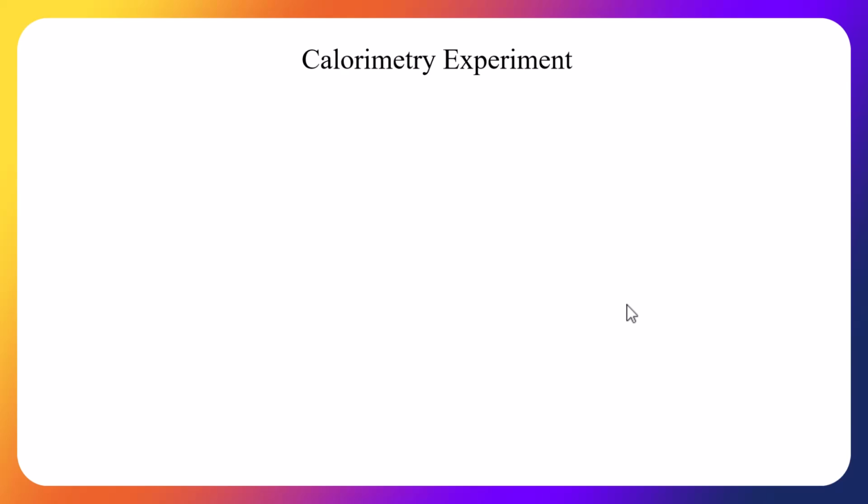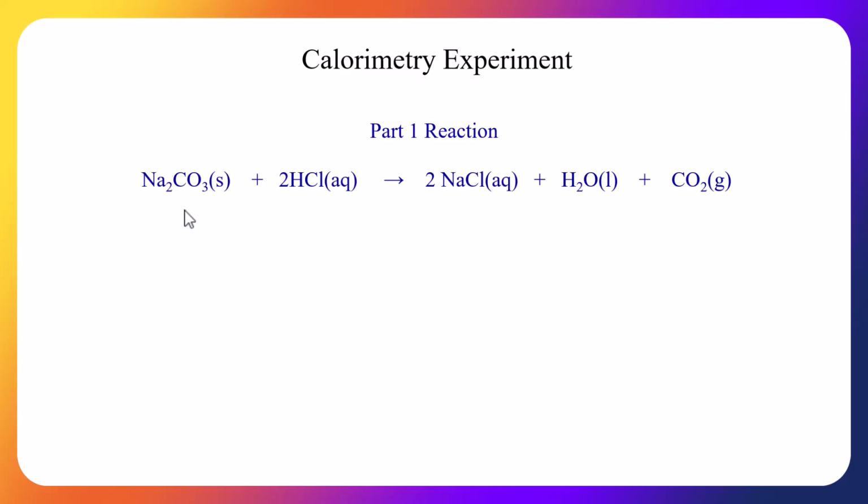Today I'm going to be talking about the calorimetry experiment. This experiment is broken up into three parts. The first part is the reaction between sodium carbonate and hydrochloric acid to give you two salt molecules, water and CO2. We are interested in how many moles of the limiting reagent will react, and we're interested in the amount of heat that will be released.